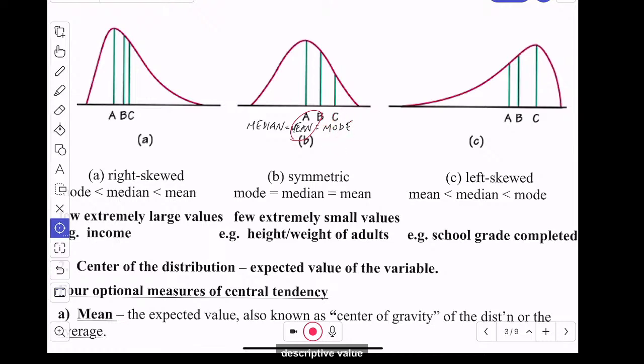That leaves the mode as an important descriptive value, because you can see it on any graph, and a graph is always what you do first. In any graph, you see it right away. It's where the peak is, or any of the peaks, because you could have more than one peak. So you see the mode. So it's important that we can see the mode and talk about it.